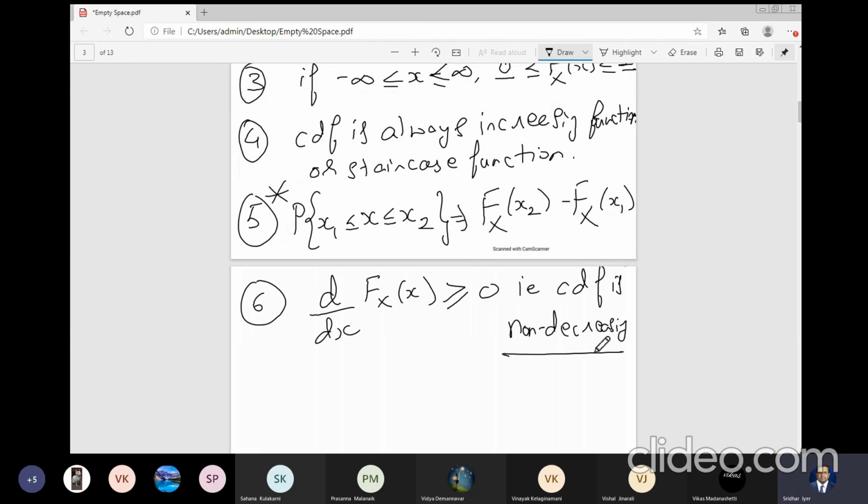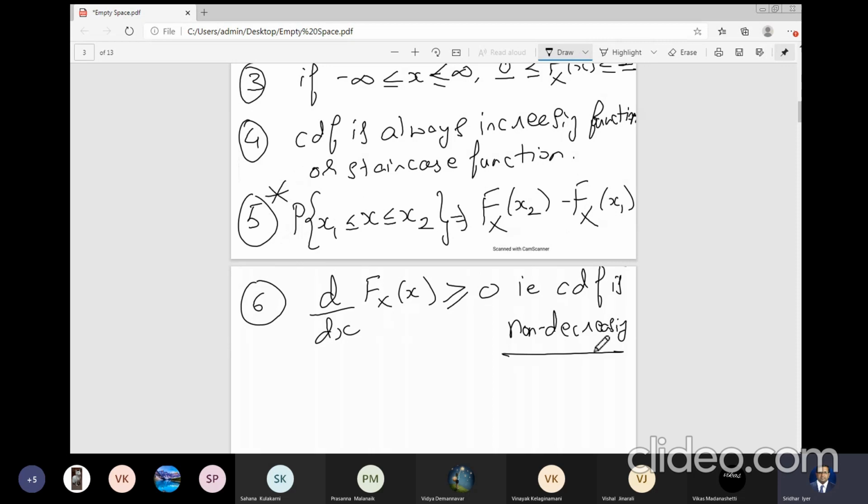Okay. So I'm not explaining much about property 6 right now, because we'll be dealing with this derivative of the CDF when we talk about the probability density function. So I will be explaining that at that time, right?